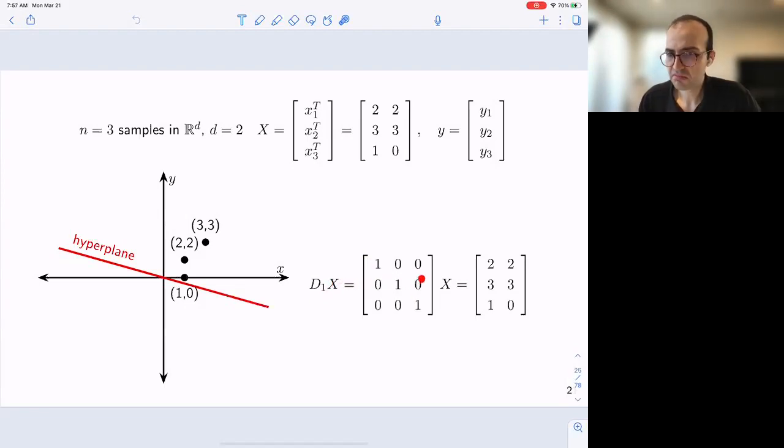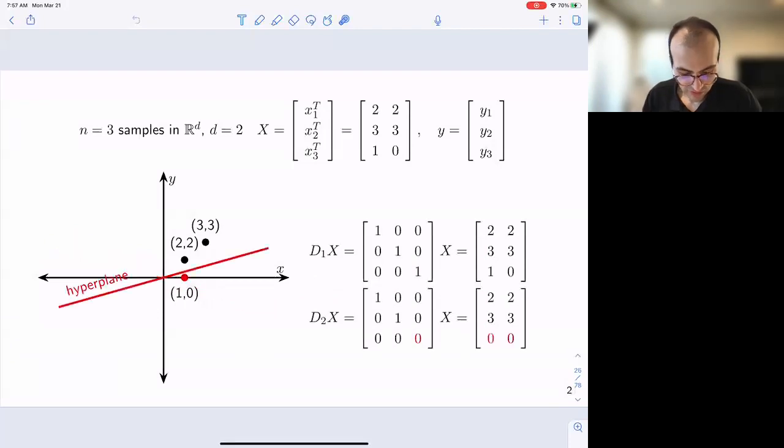D1 times X is that matrix times the data matrix, which is the same as the data. If we change the hyperplane, we will get a different separation, right? We will get pattern 1, 1, 0, indicating this one is left out by the hyperplane. And D2 times X will be the data matrix with the third row zeroed out.